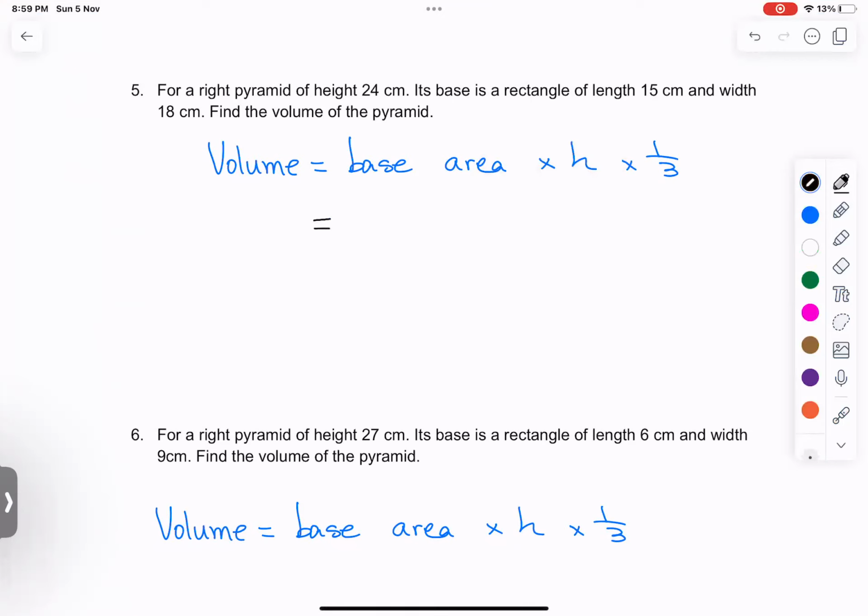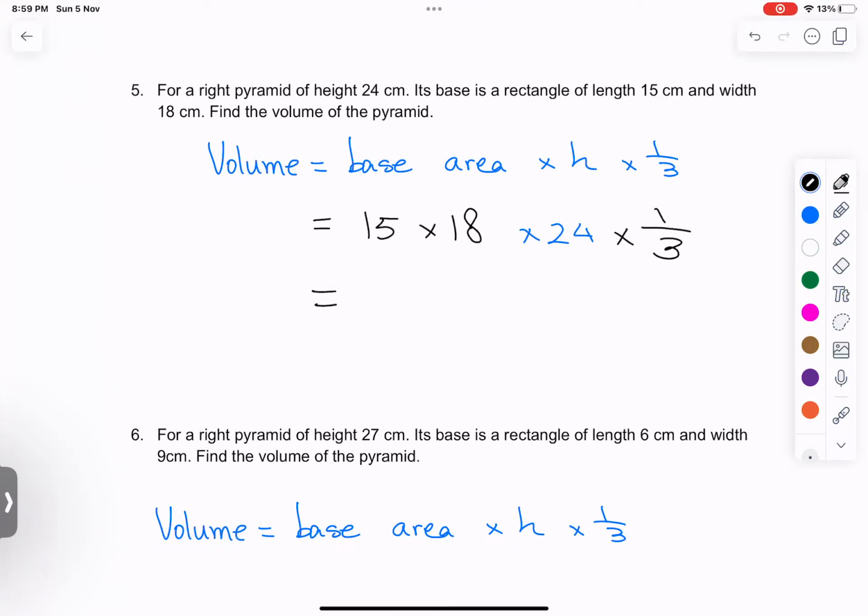So what's the base shape? Of course, it's a rectangle again. Miss is just wanting you guys to be very sure. And then rectangle area is length times width. And the height given is 24. And times 1/3. 24 divided by 3, what do you get there? 24 divided by 3, we get 8.